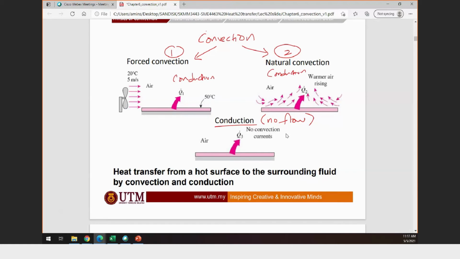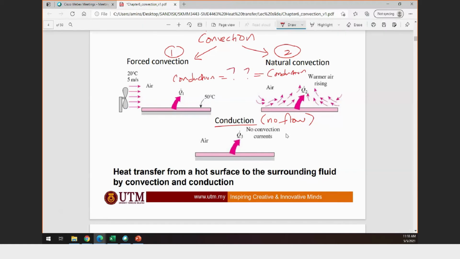Why we don't consider conduction here? Because of course in general convection, when you have a forced flow, the value of the conduction, when you compare it with forced convection, is very small, even smaller than natural convection. So conduction under natural and forced convection is very small. It's only significant when there is no flow in that particular problem.